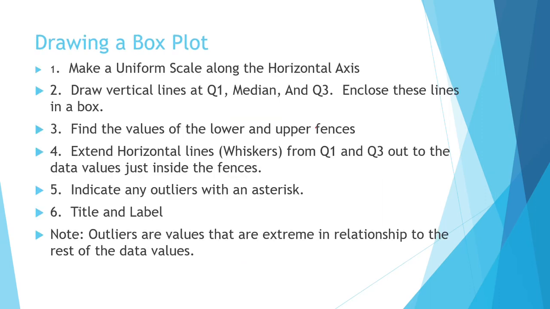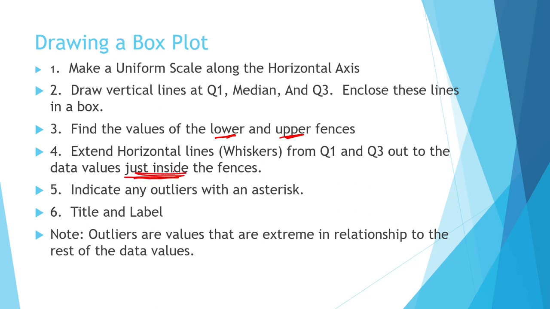Let's figure out how to draw a box plot. Step 1, make a uniform scale along the horizontal axis. Step 2, draw vertical lines at Q1, the median, and Q3, and we want to enclose these lines in a box. Step 3, we want to find the values of the lower and upper fences, and we'll calculate those in the next slide. Step 4, extend horizontal lines, or whiskers, from Q1 and Q3 out to the data values just inside the fences. The key word is just inside the fences.